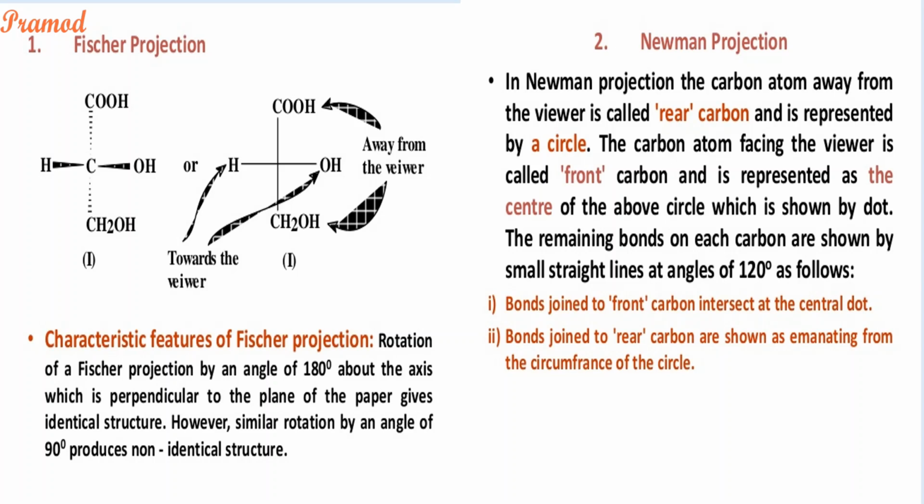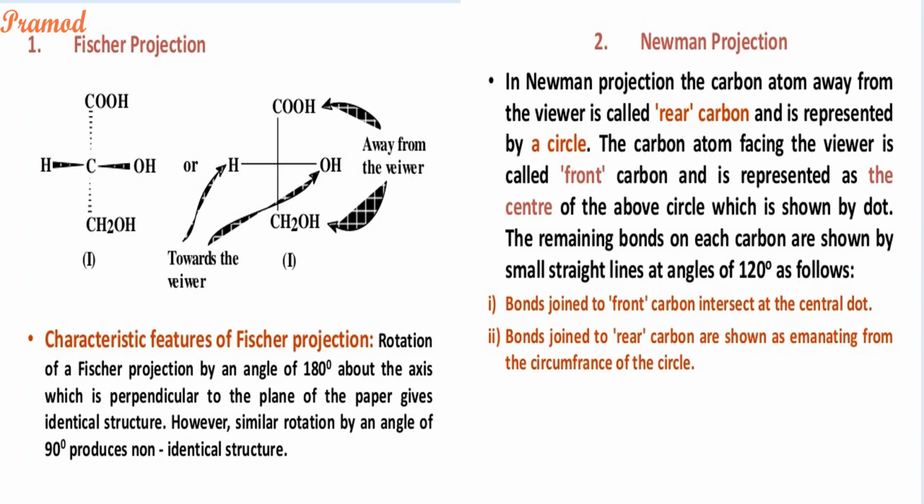So what is the first one? The first one is Fischer's projection formula, that is, a vertical line and a horizontal line. A vertical line is away from the viewer, and a horizontal line is towards the viewer. In the structure, you see in the dotted lines that your CHO and CH2OH are away from the plane, which is why they are shown with dotted lines. Whereas your H and OH, which are towards the viewer, are shown with a dark line. So the dark line and the dotted line represent whether the substituents are towards the viewer or away from the viewer. According to that, you can classify.